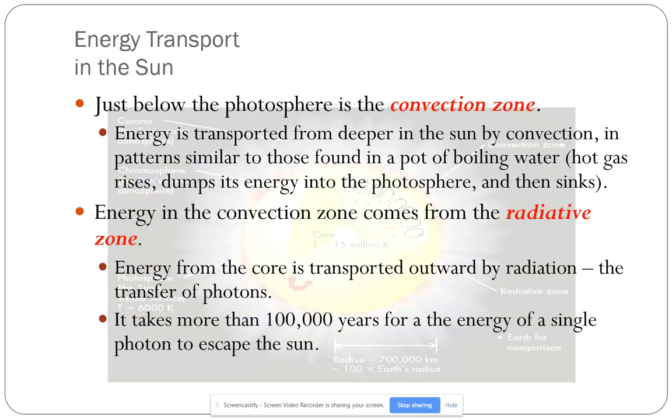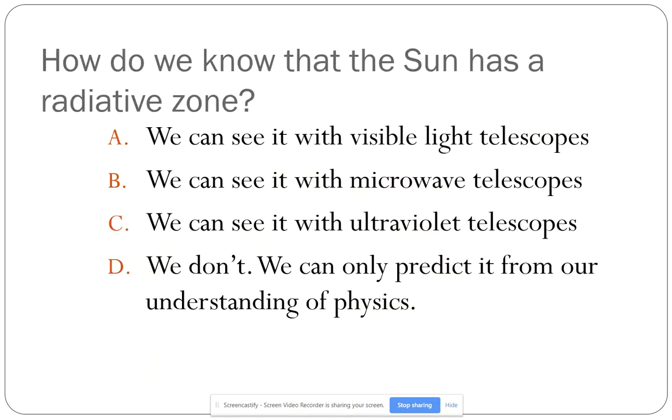I've already talked about the energy transportation. This is just a good question. How do we know that the sun has a radiative zone? Or radiation, yeah. How do we know?